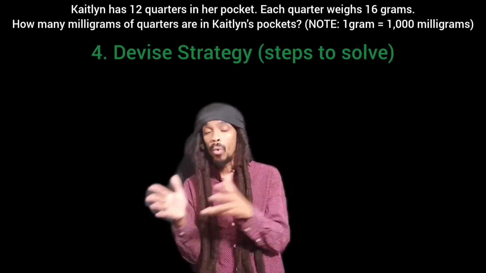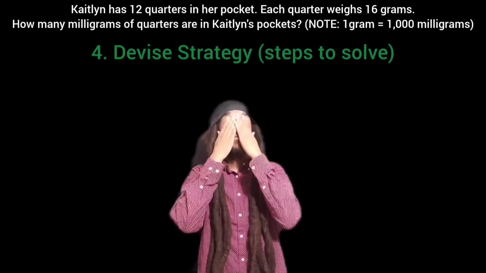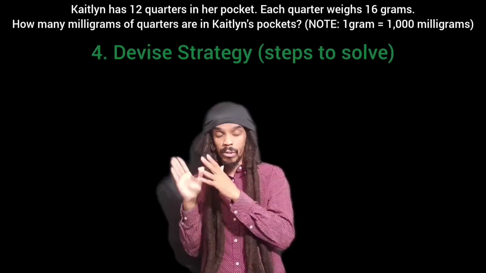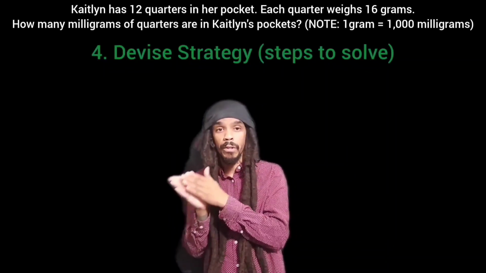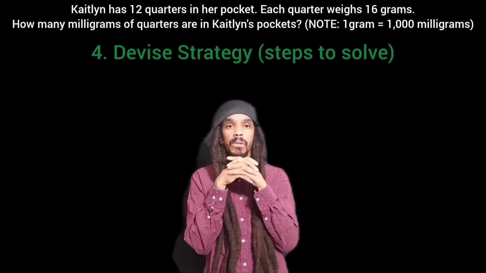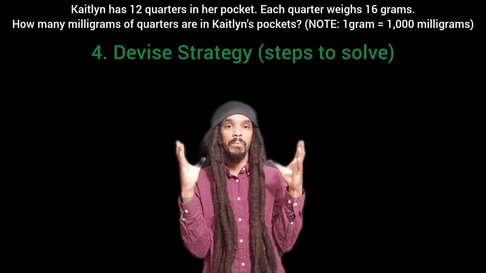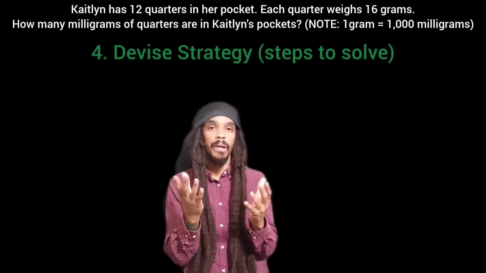Then we could get a total weight in grams. I would multiply to get the total weight in grams, and then find a way to convert them into milligrams. So that would be my plan: multiply to get the total weight in grams and then convert everything to milligrams.